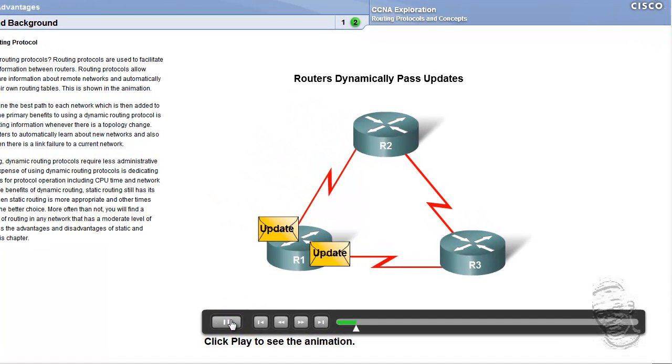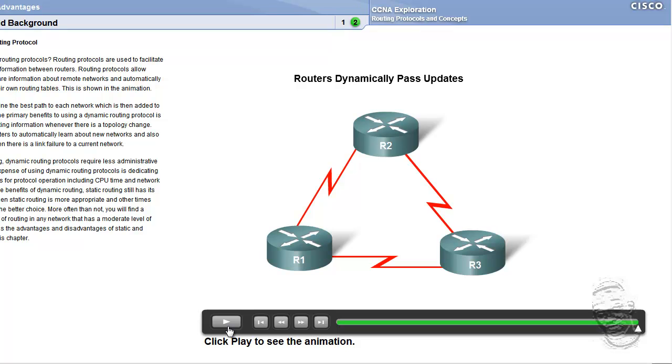One of the primary benefits of using a dynamic routing protocol is that routers exchange routing information whenever there is a topology change. This exchange allows routers to automatically learn about new networks and also to find alternate paths when there is a link failure to a current network. Compared to static routing, dynamic routing protocols require less administrative overhead. However, the expense of using dynamic routing protocols is dedicating part of a router's resources for protocol operation, including CPU time and network link bandwidth.